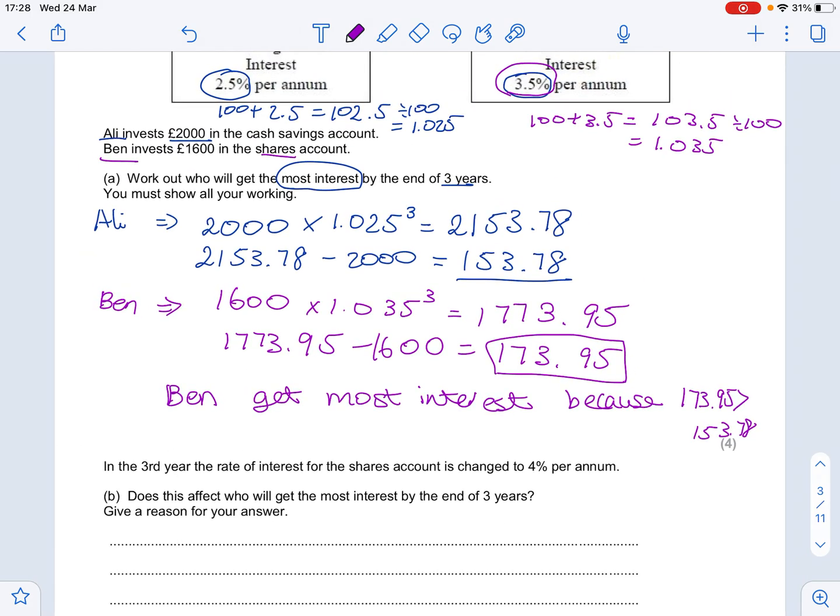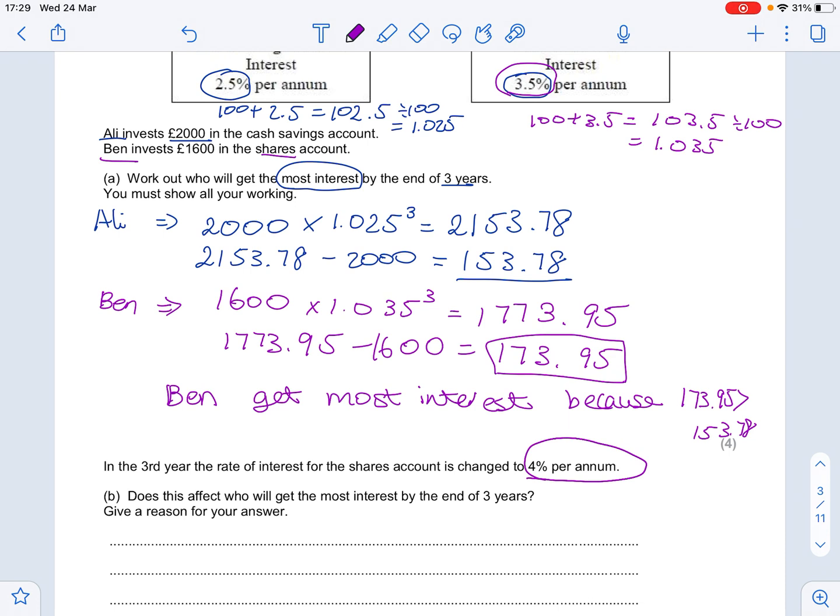Then we add the last part. In the third year, the rate of interest for the share account increased to 4%. So does this affect who will get the most interest? There's two ways you could answer this. So you always need to make a conclusion, which is a statement. So there is going to be no change.